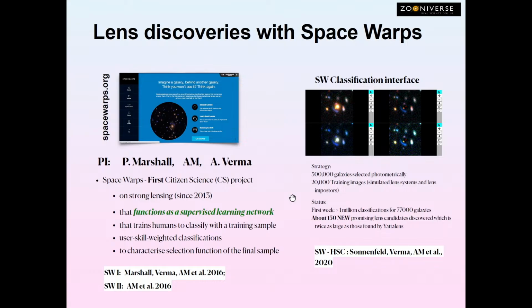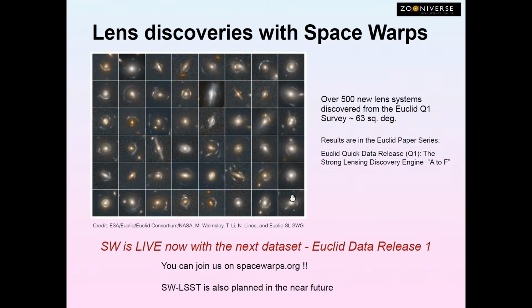So we can actually use this kind of sample to do statistical studies, and this is what we have done in the past. I'm here showing some results from the HSC survey, and more recently we have also been doing searches with the Euclid survey, and here is a gallery of some lenses that have been found from Space Warps Euclid. Over 500 new lenses from the Euclid Q1 survey, as it is called, and now the full Data Release 1 is being analyzed.